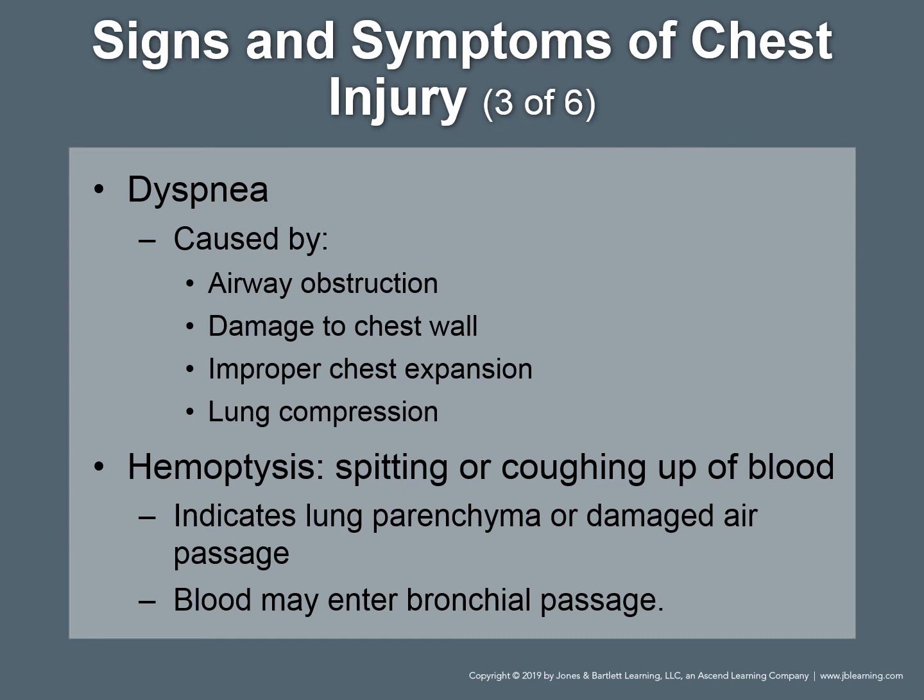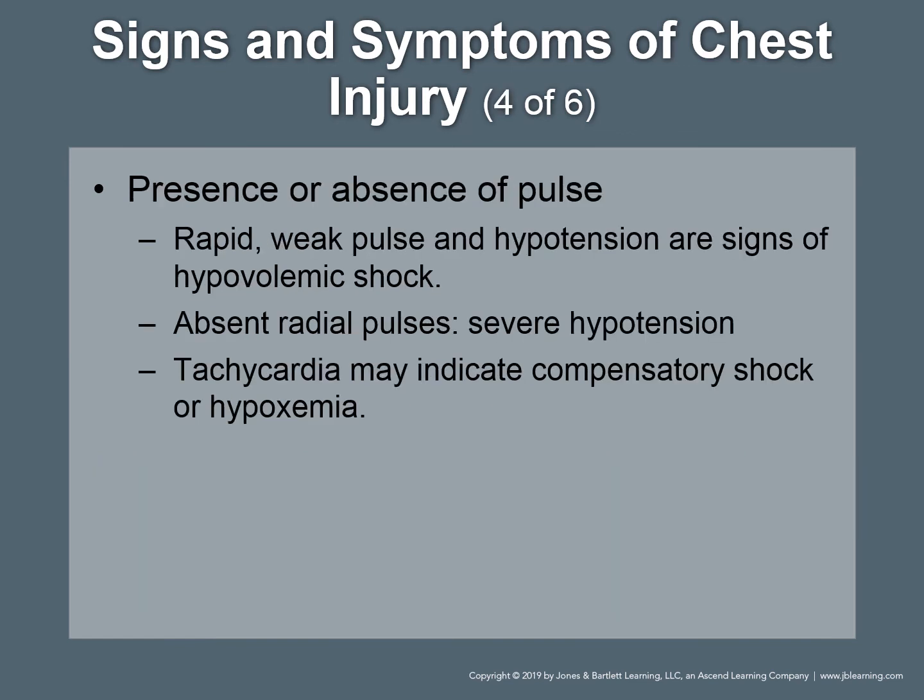Hemoptysis, spitting up or coughing of blood. That means the lung tissue is damaged. So the alveoli have been injured, and you are actually bleeding blood into your alveolar sacs. And you may have blood in your bronchial tracheal passage from a bronchial or tracheal tear, and the patient will cough up blood in those situations too.